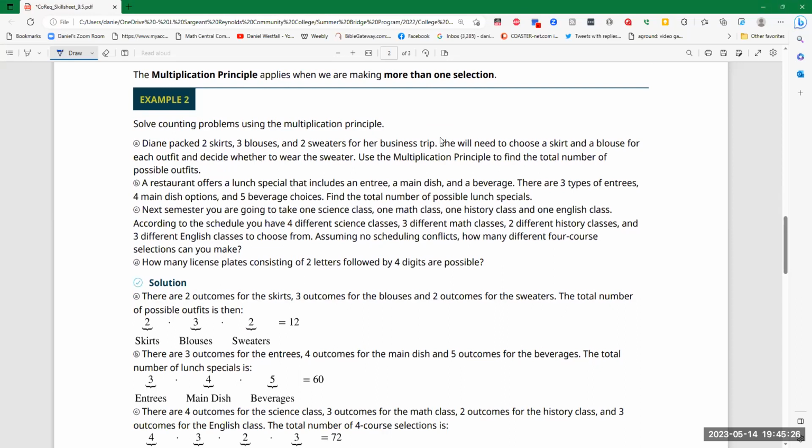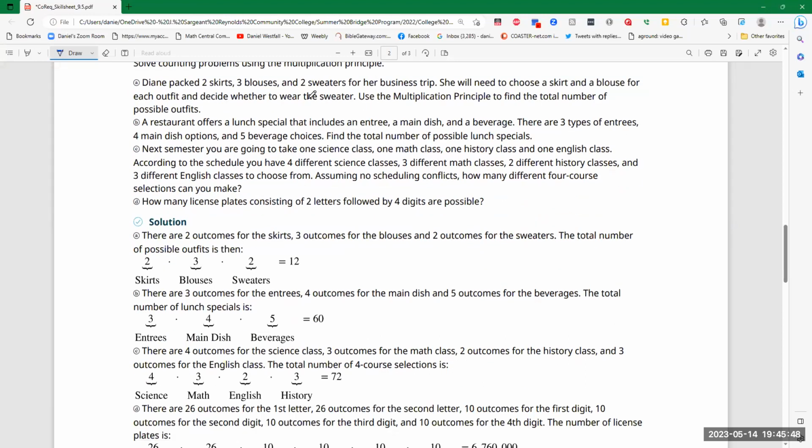So Diane packed 2 skirts, 3 blouses, 2 sweaters. For a business trip, she will need to choose a skirt and a blouse for each outfit, then decide whether to wear a sweater. Just say she's going to pick a sweater with each outfit as well. So say that she needs a skirt and a blouse and a sweater. So no sweater is not an option, even though the way that they stated it, there should be 3 options: sweater 1, sweater 2, or no sweater.